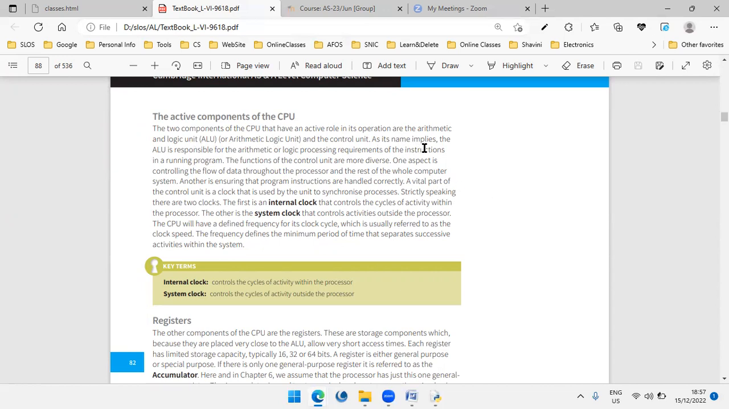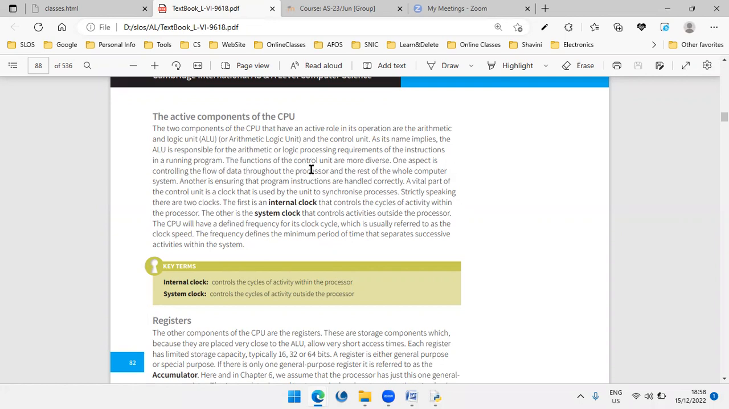So these two. As its name implies, the ALU is responsible for the arithmetic or logic processing requirements of the instructions in a running program. It controls the logic and the calculations. The functions of the control unit are more diverse. The control unit is more advanced than the ALU, I mean, more work. The ALU is advanced, but limited in the number of operations. Here there are many things to do. One aspect is controlling the flow of data throughout the processor and the rest of the whole computer system.